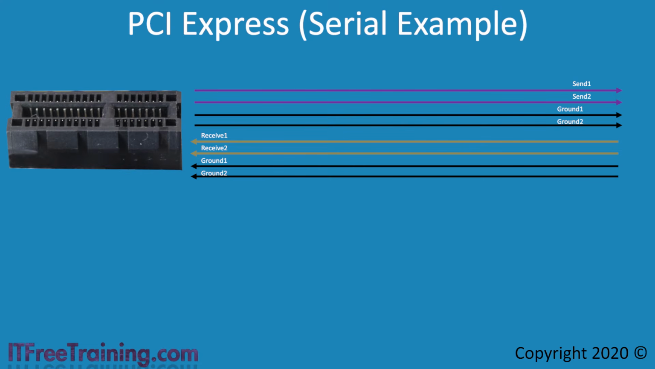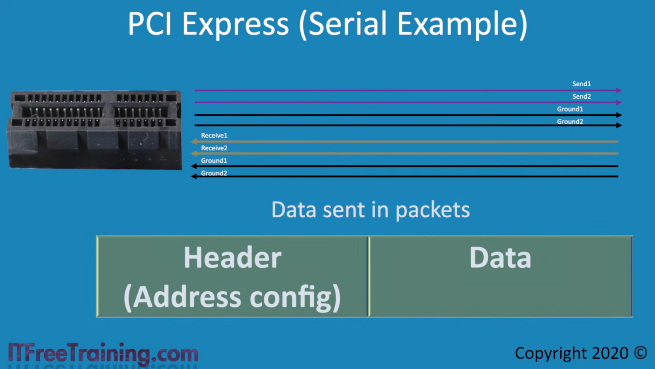The next point to consider is how data is sent from the PCI Express slot. The way this is achieved is by using packets. A packet contains a 96 to 128 byte header and a variable length amount of data, up to 4 kilobytes. The data sent is always in multiples of 32 bits. The header contains the address and other configuration information.